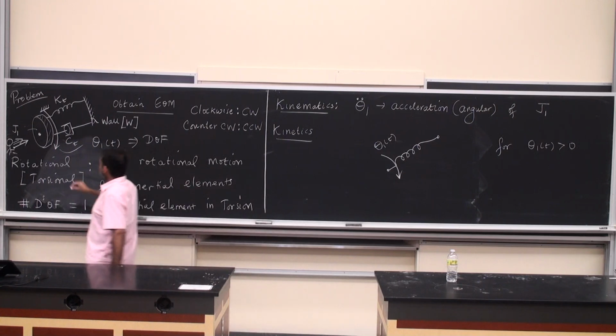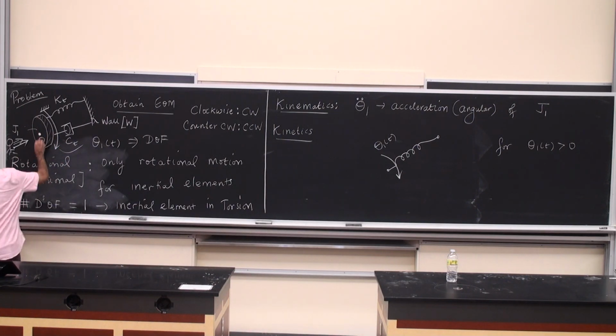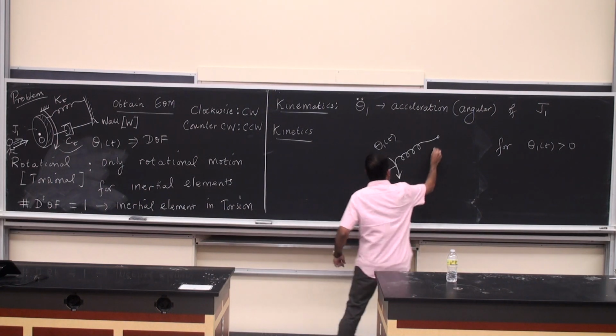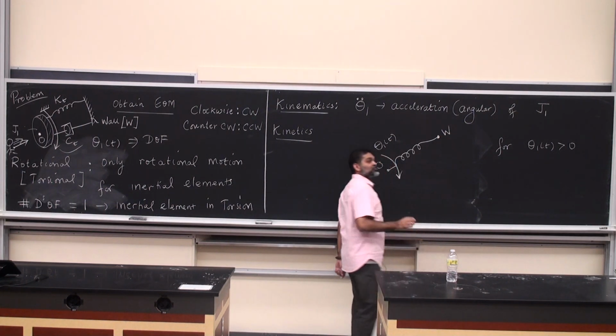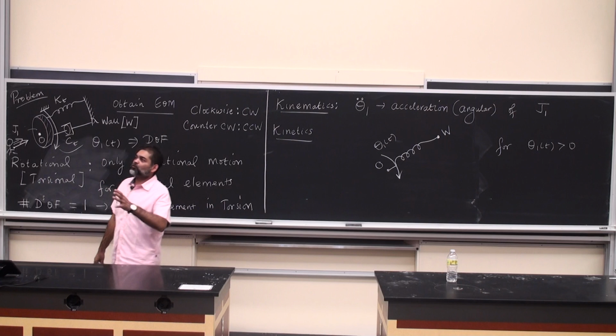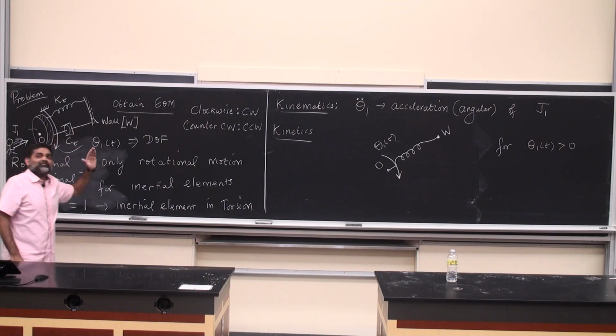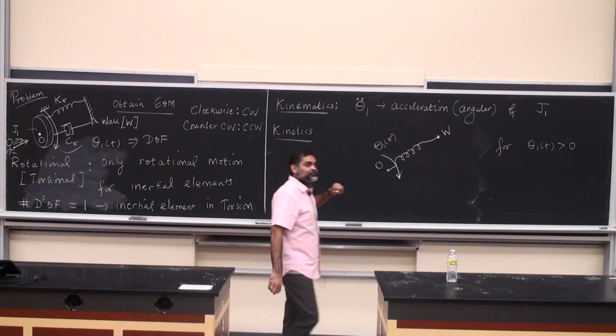Let me call this point O. Okay, let me say that this is the point O, and this is the point W. W means it's fixed to the wall. O means it's fixed to the center of the disk. It does not matter whether it is fixed here or there. I'm not having any translational motion. I have only rotation. All right.